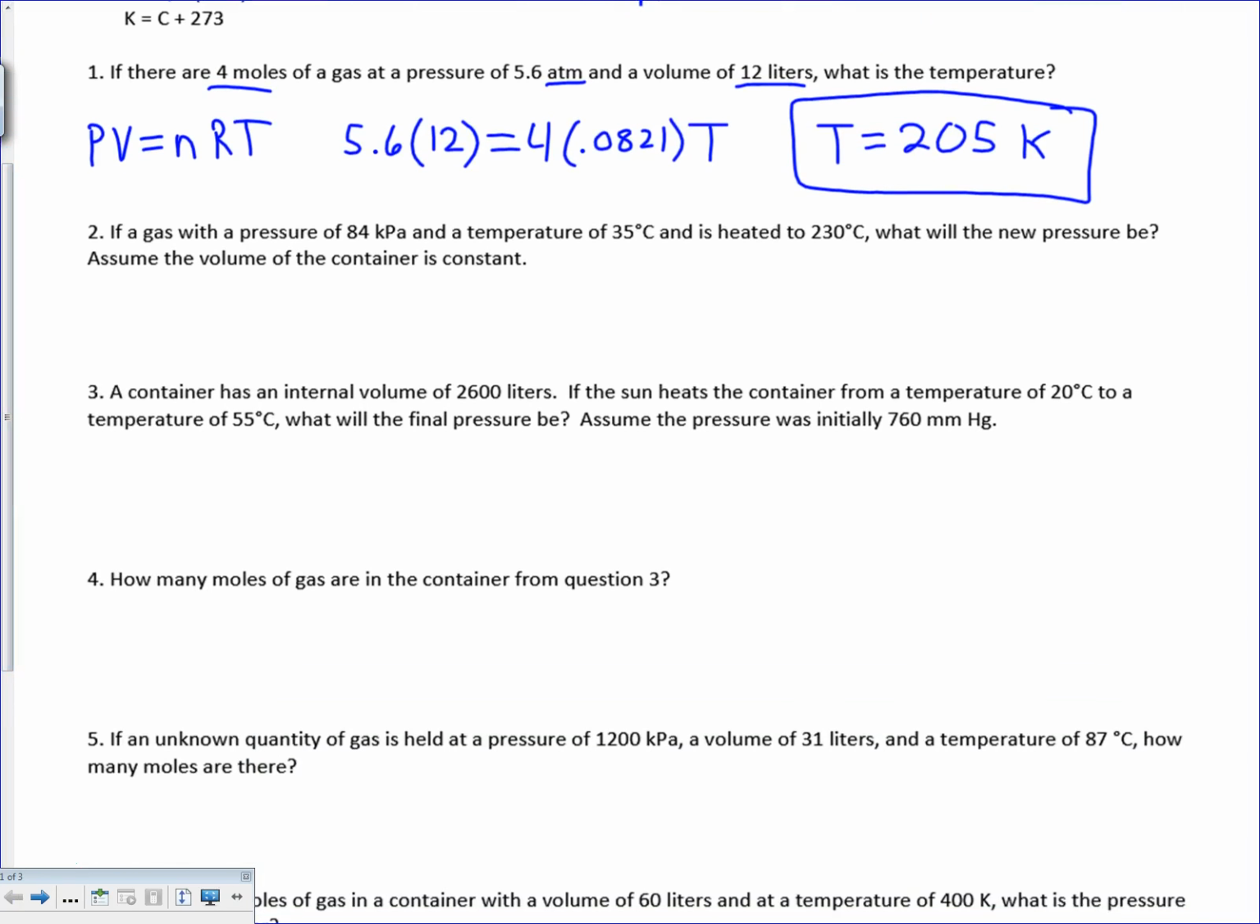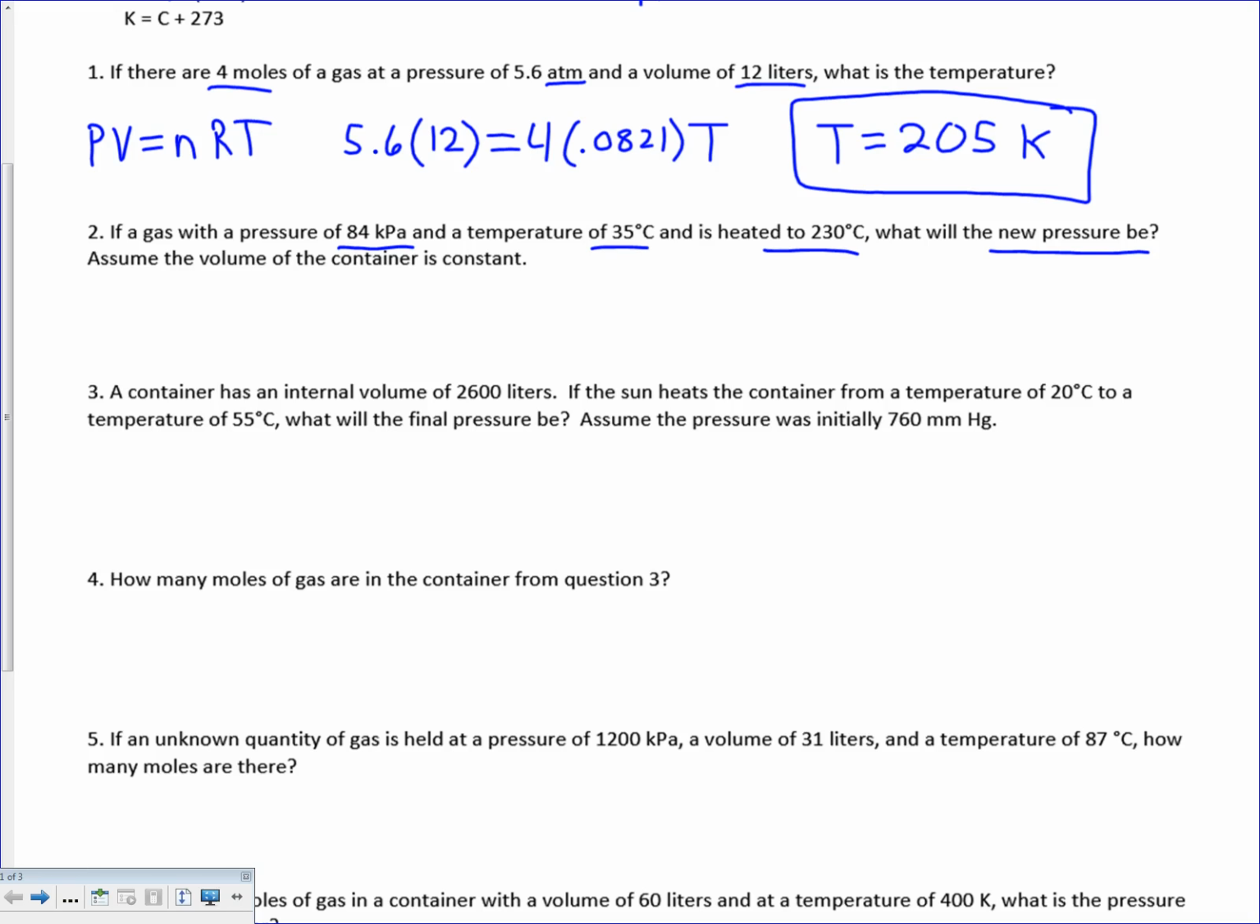Problem number 2, this is talking about a gas. It says it has a pressure of 84 kilopascals, a temperature of 35, and then it says it's heated to 230, and it asks what the new pressure will be. So this is a very basic case of one where they're giving you a change here. We've got initial conditions and we've got final conditions. And you have to identify the 2 things that are changing. The 2 things that are changing here are temperature and pressure.